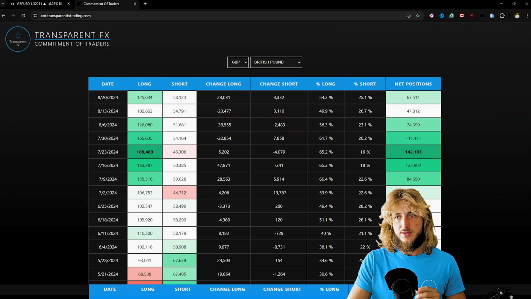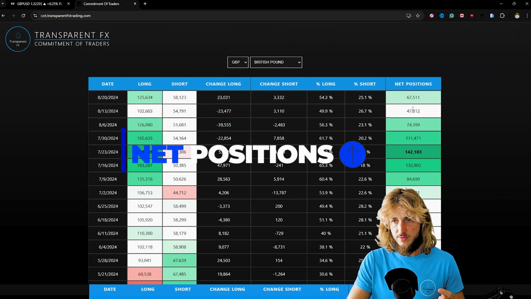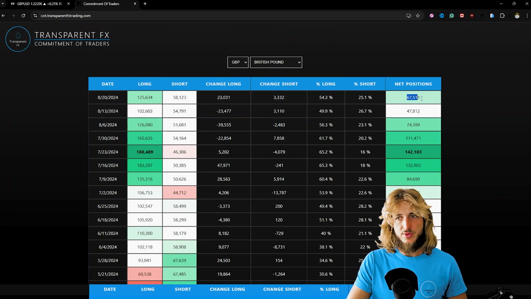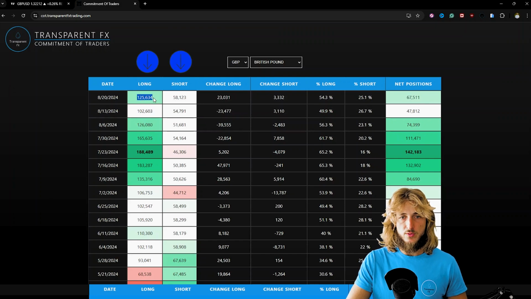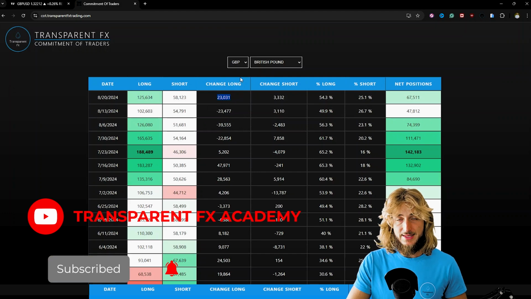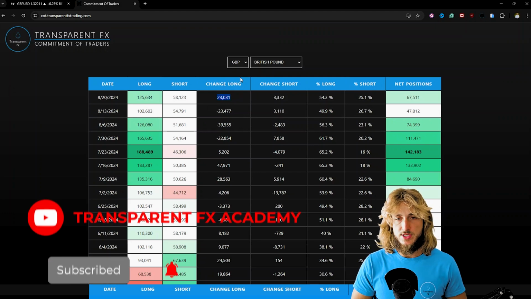Now, what we can see here is that just with the last reports, net positions have started increasing. In fact, we can see how we now went from having 47.8k net positions up to 67.5k net positions, with longs getting increased from 102 to 125. So currently we see a lot of longs getting added on the GBP from an institutional perspective.